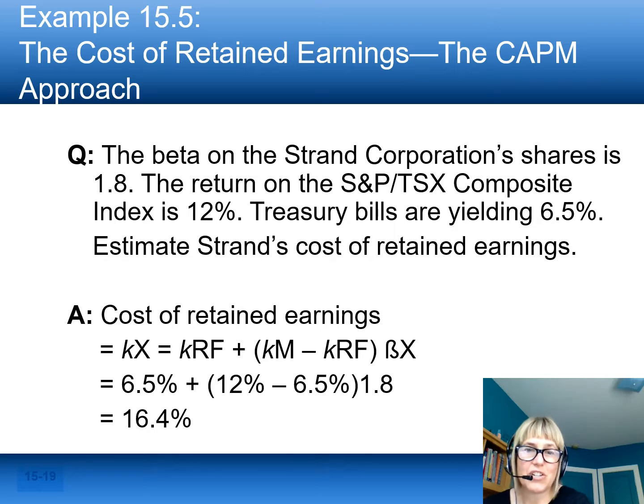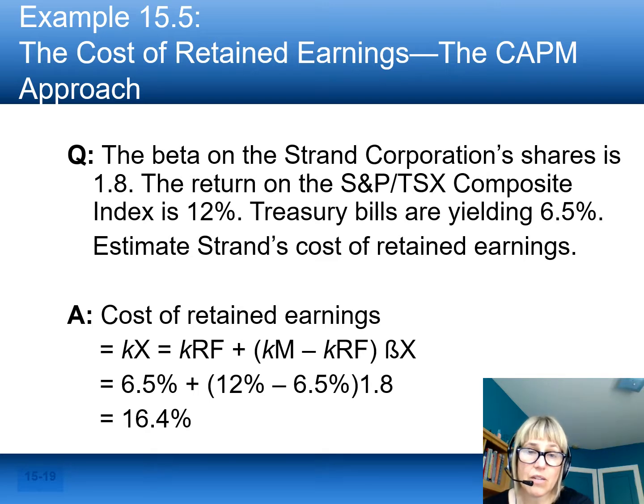The cost of retained earnings. The beta on the Strand Corporation is 1.8. So here's a nice example. 6.5% is the risk-free rate. 12% is the market return. 6.5% again is the risk-free rate. 1.8 is the company's beta, so we multiply it through.